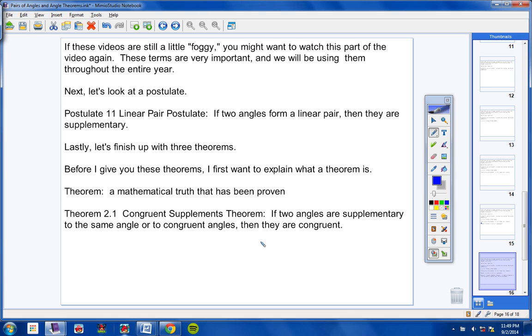Please copy this down. If two angles are supplementary to the same angle or to congruent angles, then they are congruent. As you're finishing that up, here is all that this theorem is saying, students. It's so easy to understand. Please watch this carefully, okay?